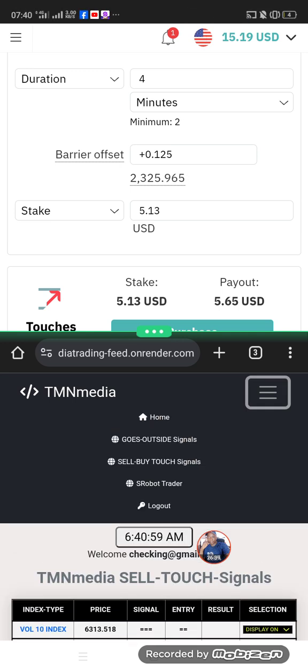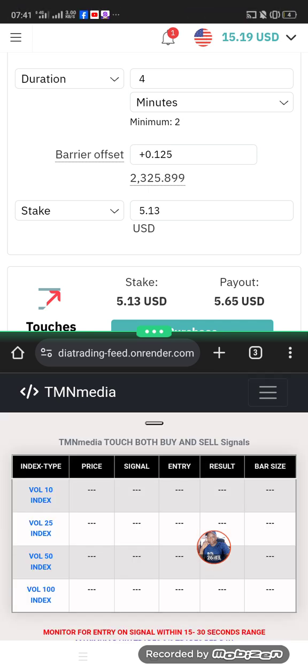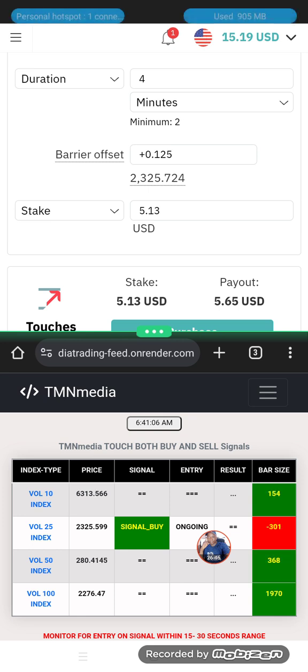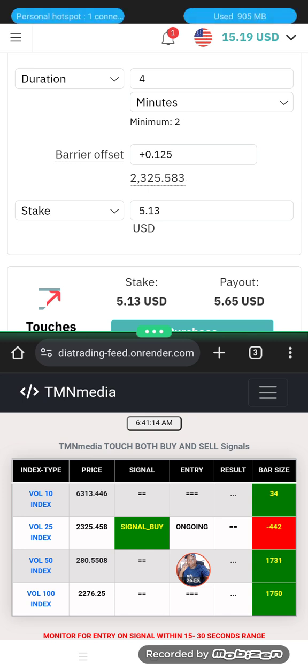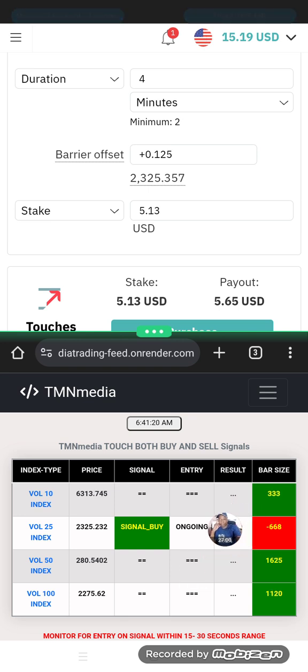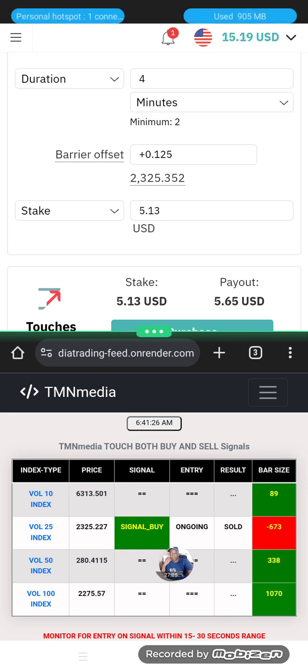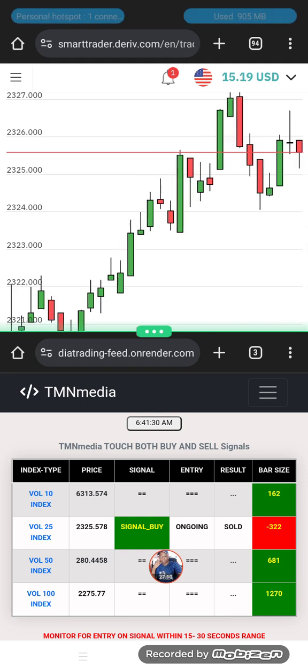Now, the other one is the same touch, but with both buy and sell. For instance, look at this right now. I was waiting for this, but it's already ongoing. Look at this trade right now, for instance. It's been sold. It means it was going in the opposite direction. How did it happen? Look at it. This is what happened.